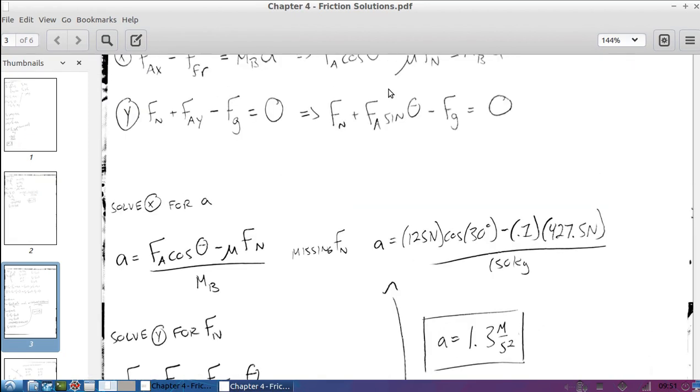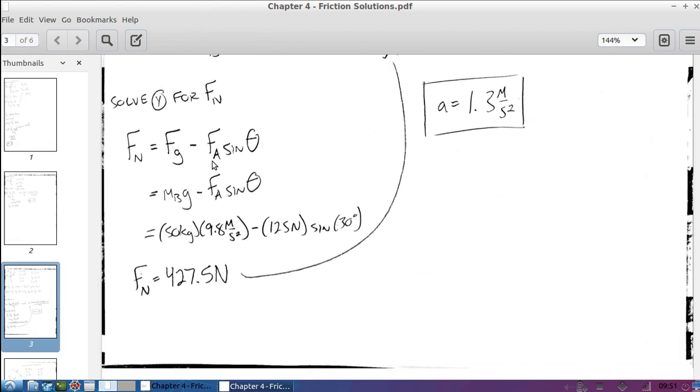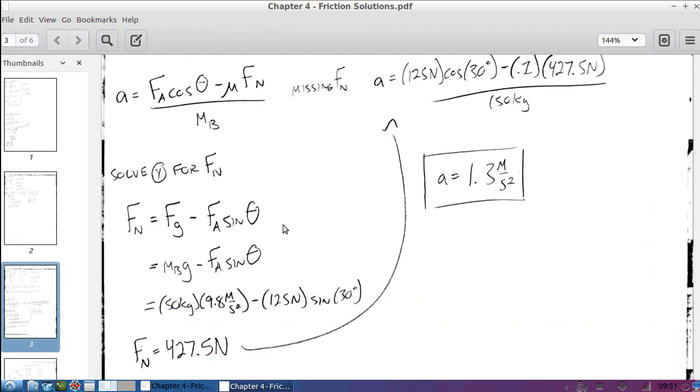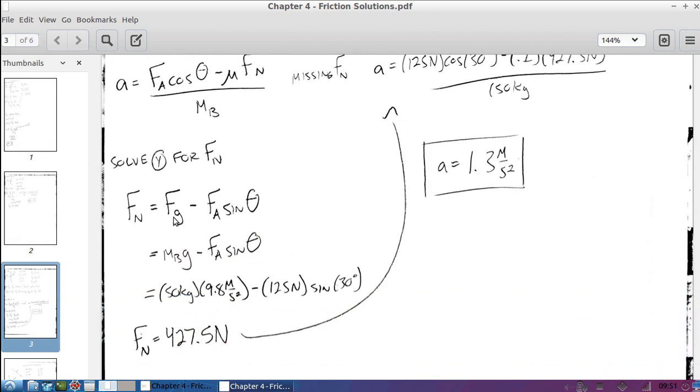So I'm going to take Newton's second law in the y direction, solve it for the normal force, calculate it. So I've got to add F sub g to both sides, subtract Fa sine theta from both sides, and I get the normal force is gravity minus Fa sine theta.